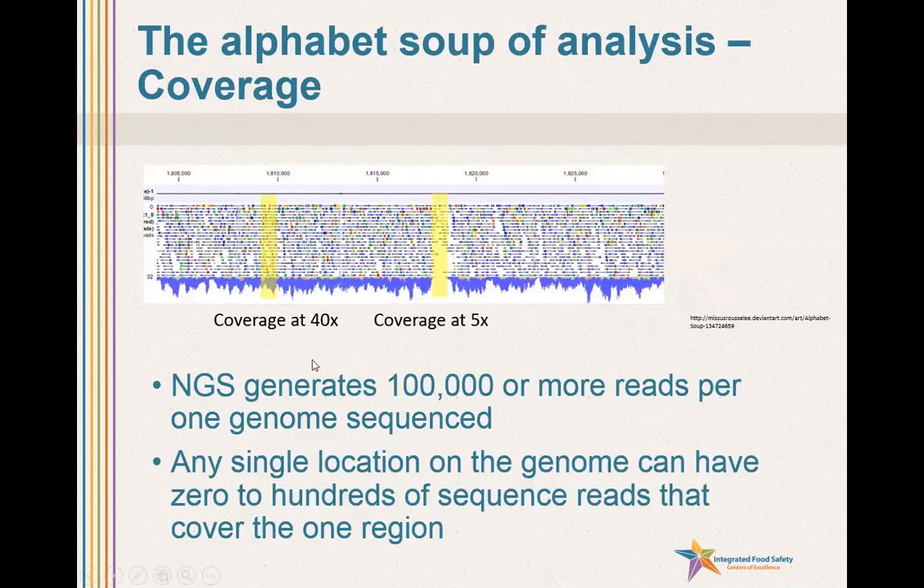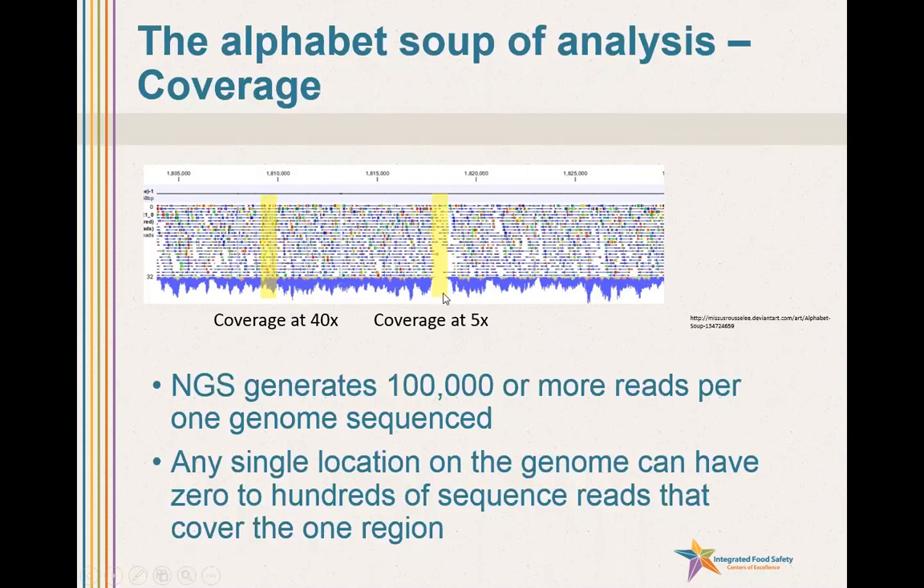So next-gen sequencing of a genome can generate 100,000 or more reads per genome. In this case, the example would be a bacterial genome that typically would be anywhere from 3 to 6 million nucleotides long. Any single location, any gene, any nucleotide on the genome, can be covered by more or fewer sequence reads. What we see here in yellow, on the left side, is coverage called 40x. That means we have 40 individual sequence data sets to look at one nucleotide and to determine whether that nucleotide is an A, C, T, or G.